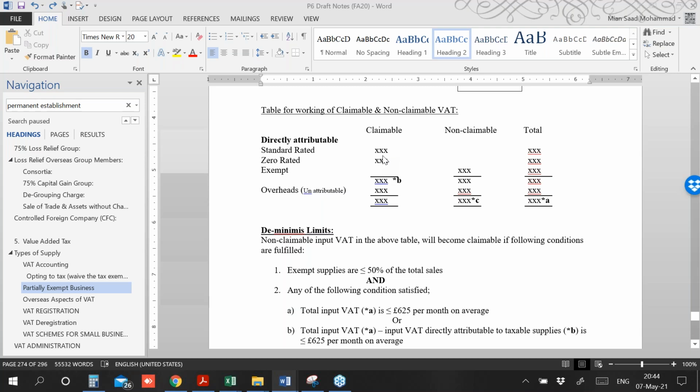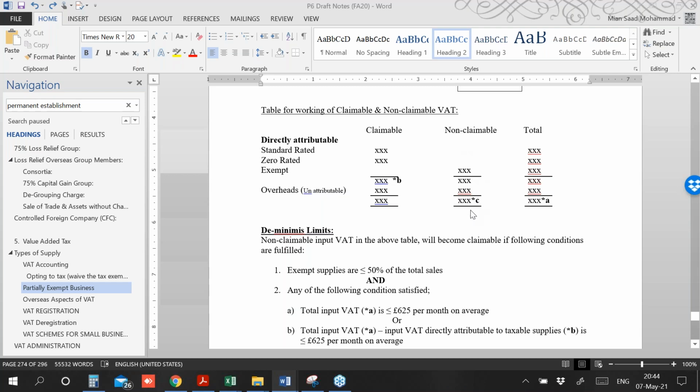The total VAT that is directly attributable to exempt supplies will be given to you in the question as well. But for overheads, you have to apportion the VAT yourself. And how do you apportion the input VAT on overheads? By the formula I told you: if 70% of the sales relates to taxable supplies, 70% will be rated as claimable and 30% will be non-claimable.